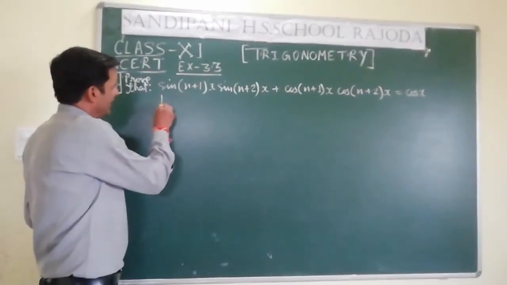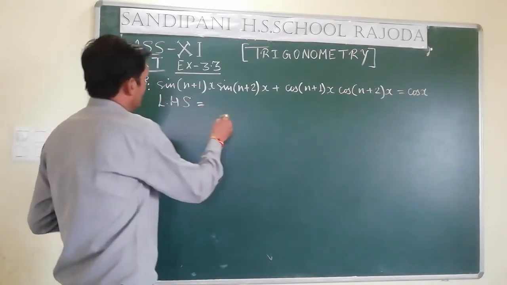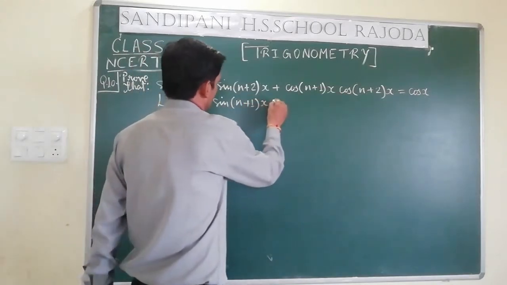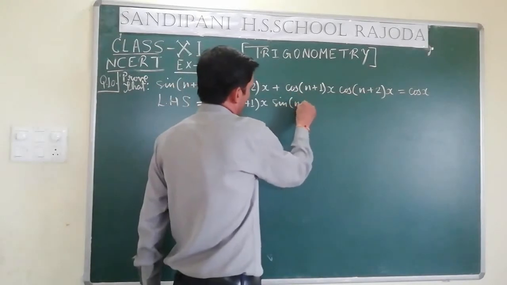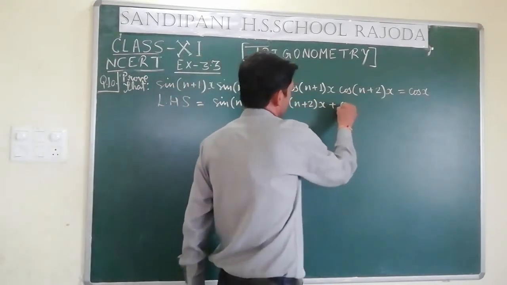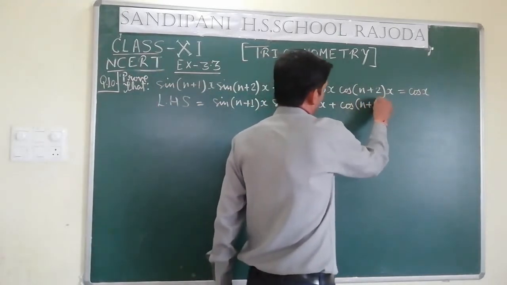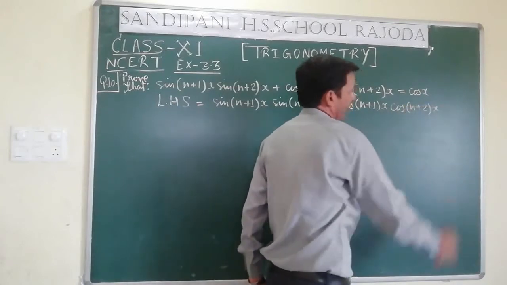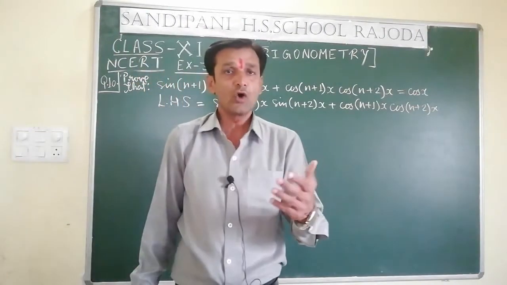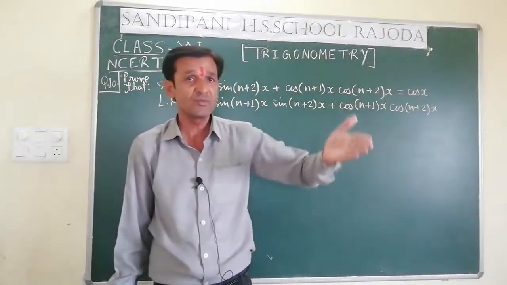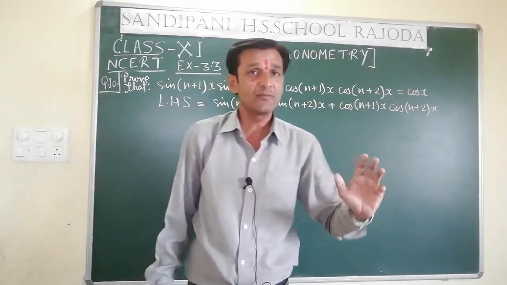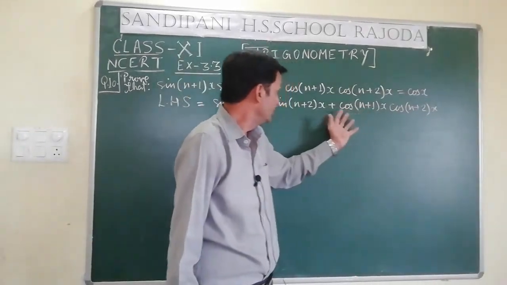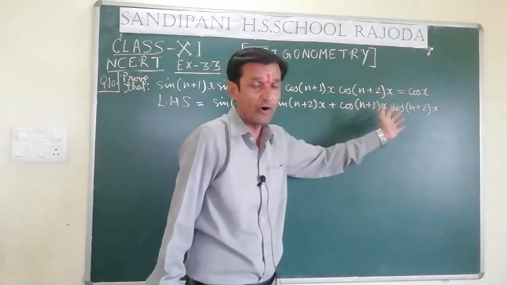So first of all, let us take LHS. Here it is sin(n+1)x sin(n+2)x plus cos(n+1)x cos(n+2)x. So first of all we have to think over how to apply a formula here and which terms are assigned in which manner to make it a formula. So for that we have to check this LHS first of all, how the formula will be applicable here.